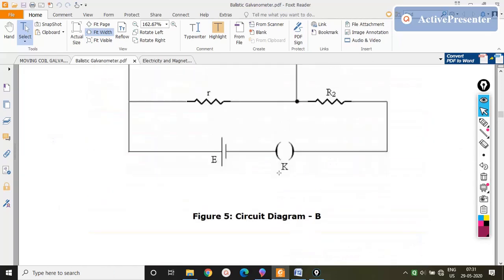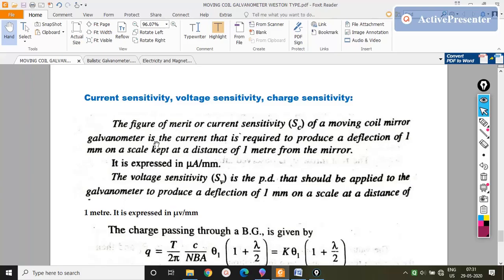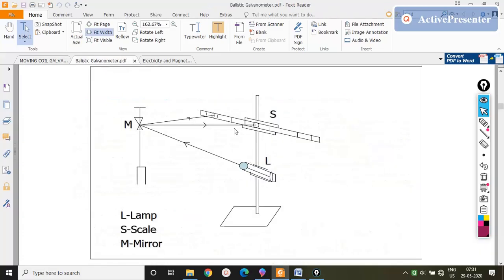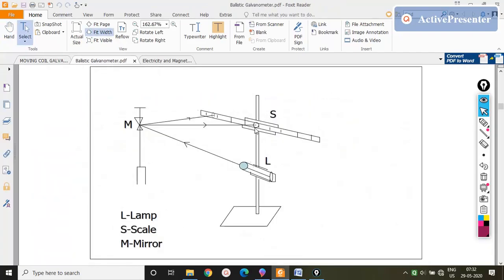So let us go to this figure. Here, the current required to produce a deflection of 1 millimeter on a scale kept at a distance of 1 meter from the mirror. So this is your scale, placed at a distance of 1 meter from the mirror of the ballistic galvanometer, or whatever moving coil type. How much current is required to produce a deflection of 1 millimeter? Okay, I will show you with this highlighter. This is the normal position of your spot, with no deflection.